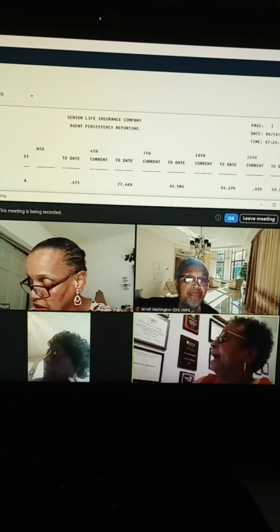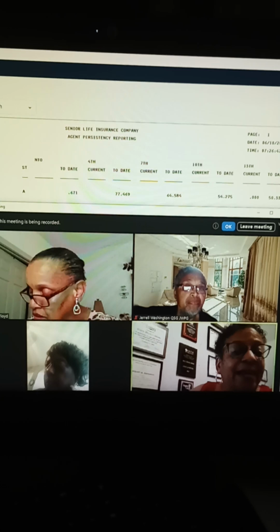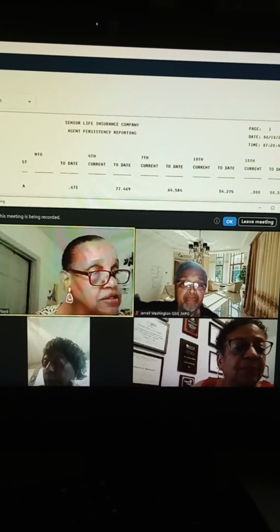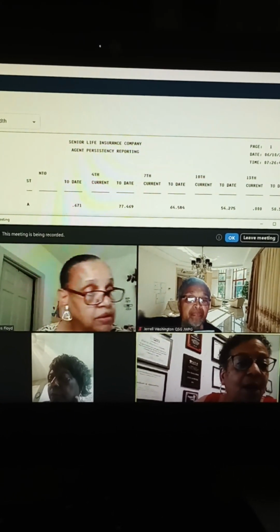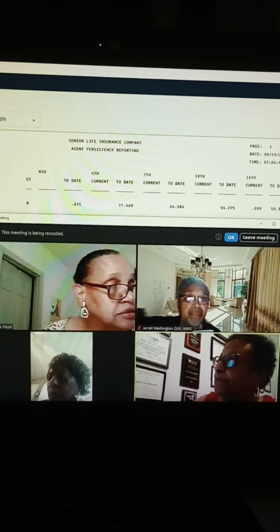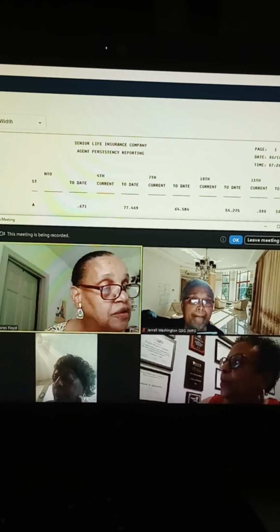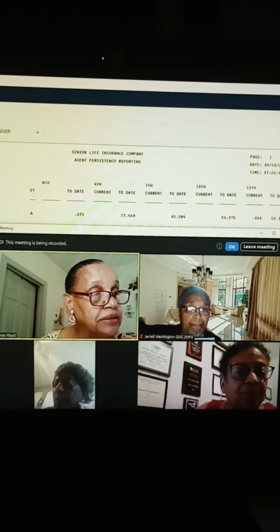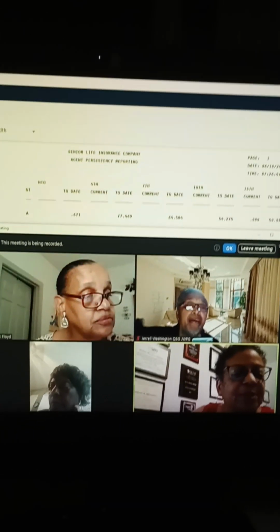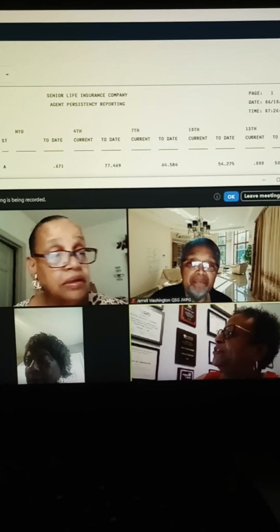Okay. And then see where it says to date, right next to it. Yeah. And then it has a number, a figure right next to it. Right underneath it, where it says fourth current, and then to date, and then the figure underneath, right? Y'all see that? You guys are responding awfully slow. Yes. Okay. So you got fourth current, and then you got to date.